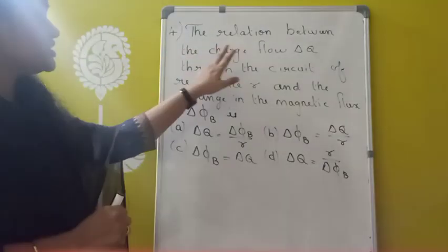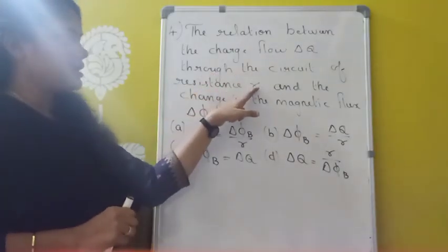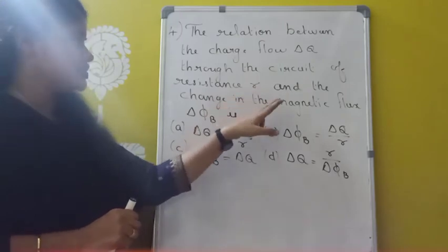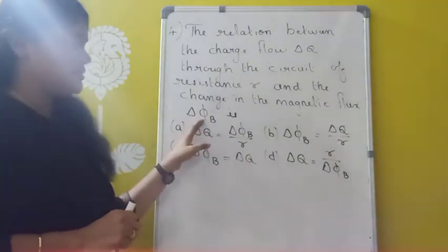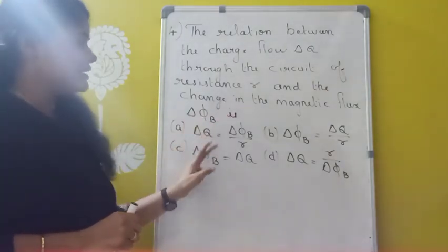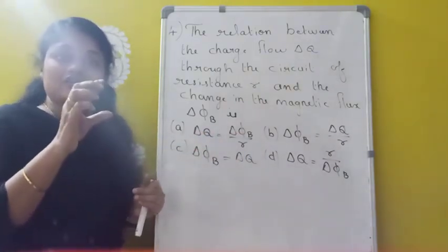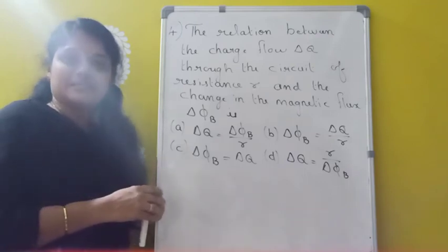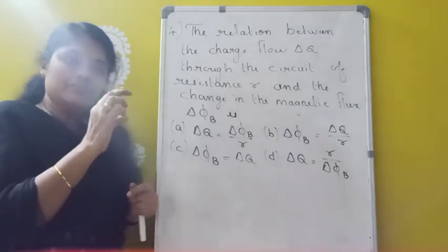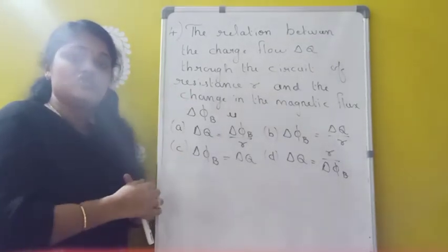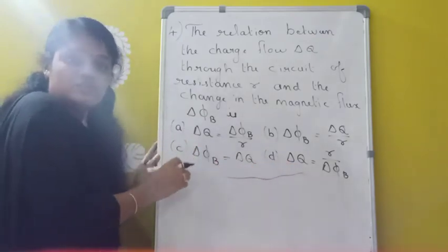Fourth problem. The relation between the charge flow delta Q through a circuit of resistance R, where R is the internal resistance of the circuit, and the change in the magnetic flux delta phi B. Phi B means the magnetic flux. Whenever there is a change in the magnetic flux, a current will be induced in the circuit. That is called electromagnetic induction. Whenever there is a change in the magnetic flux linked with a circuit and an EMF is induced in that circuit, that is called electromagnetic induction.